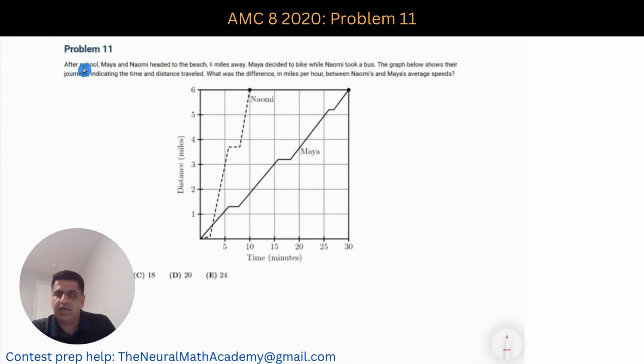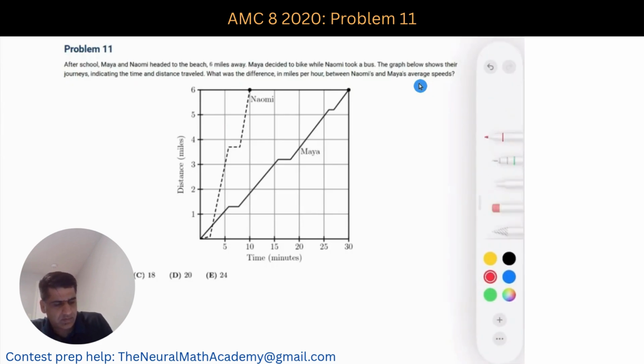Let's solve problem 11. That states, after school, Maya and Naomi headed to the beach 6 miles away. Maya decided to bike while Naomi took the bus. The graph that is given here shows their journeys, and we have to find out what was the difference in miles per hour between Naomi's and Maya's average speeds. So we have to calculate their average speeds. As we know, the formula for calculating the speed is simply distance over time.